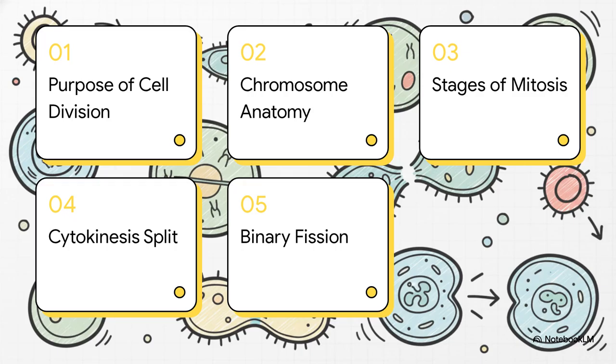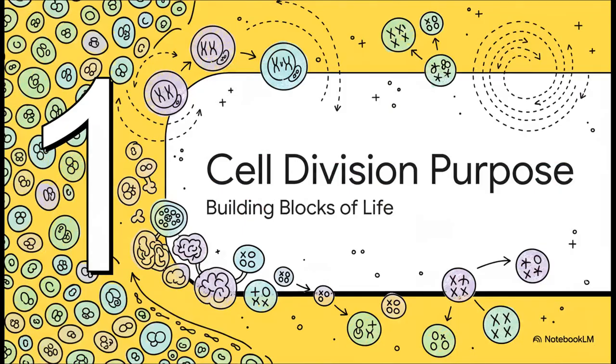So here's our roadmap for today. We're going to cover the purpose of cell division, check out the anatomy of a chromosome, run through the stages of mitosis, hit the final split called cytokinesis, and wrap up by comparing all this to binary fission in bacteria. Let's get to it.